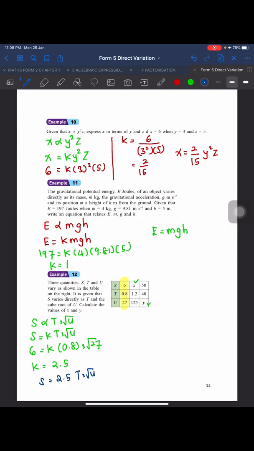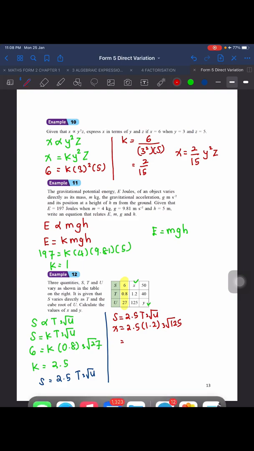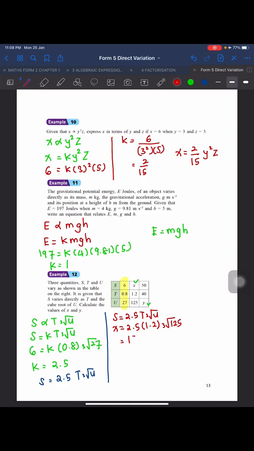Next, we want to find the value of x. By using this formula, S equals 2.5 T cube root of U, S is actually x. So x equals 2.5, T is 1.2, cube root of 125. Press your calculator, so you will get the value of x is 15. The same goes to y.